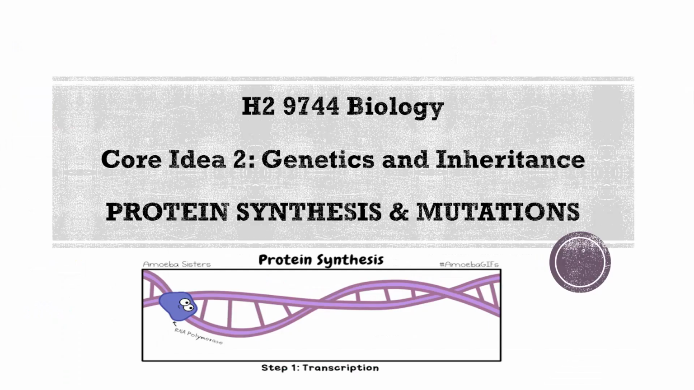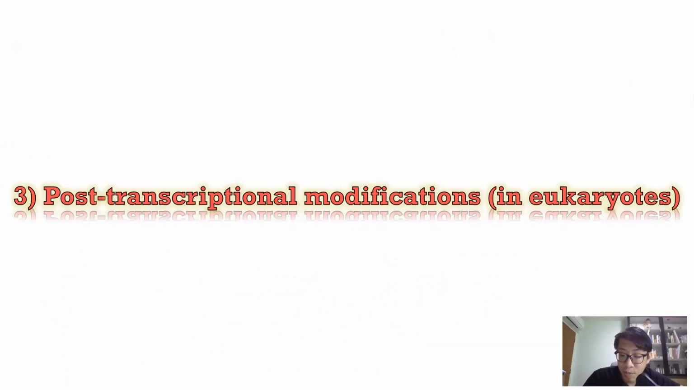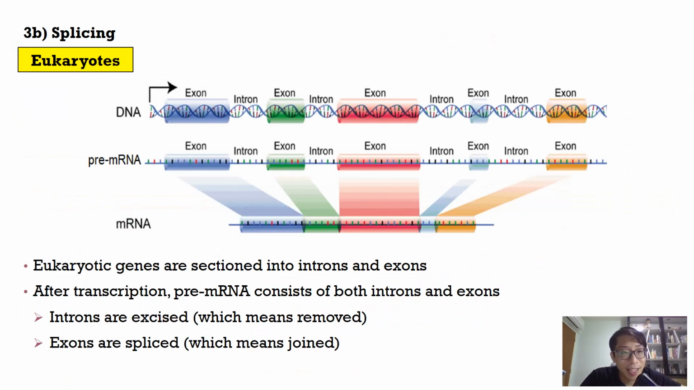Okay, we shall continue with the post-transcriptional modifications by looking at the process of splicing. For eukaryotes, our genes are a bit different from the prokaryotic genes. Our genes are sectioned into what we call exon and intron sequences. So within a gene, even though we say that a gene codes for a product, not the entire gene codes for a product.